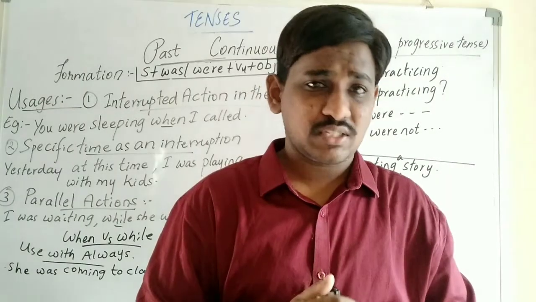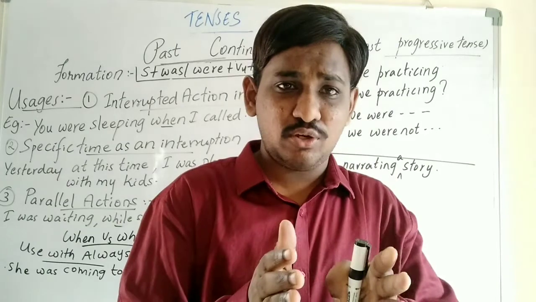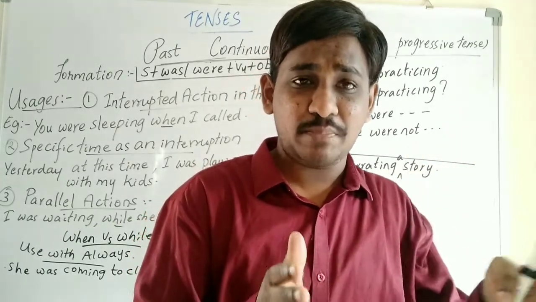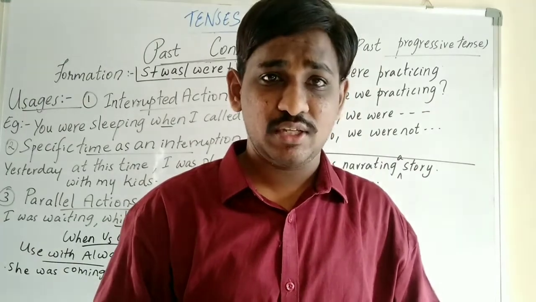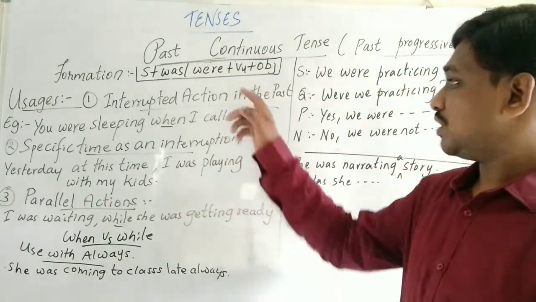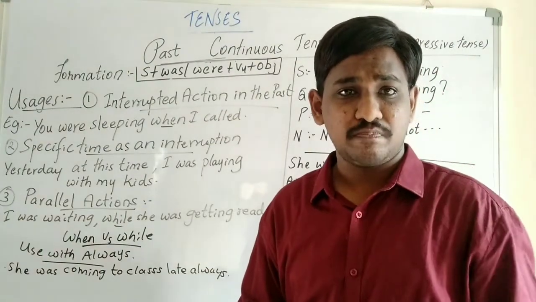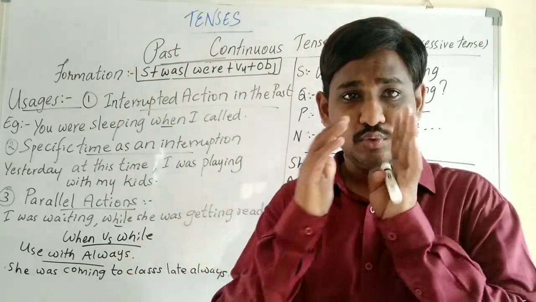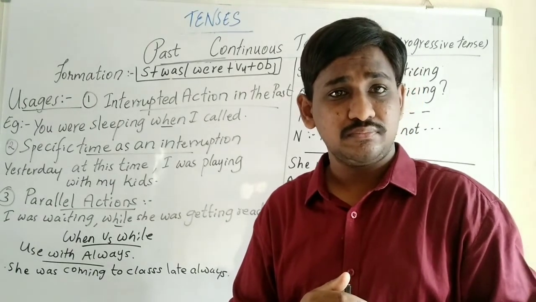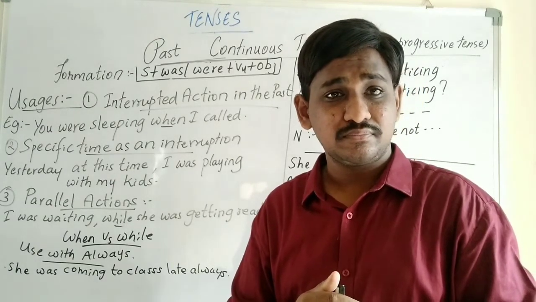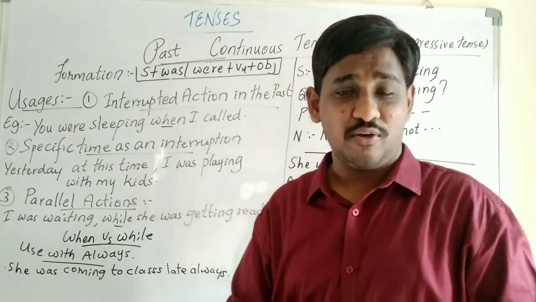So the topic is past continuous. Past continuous is used when an action happened for some time in the past. So what is the formation of past continuous? Subject plus was or were plus verb form 4 plus object. V4: watching, listening, looking, dancing, singing. All these are V4 forms.